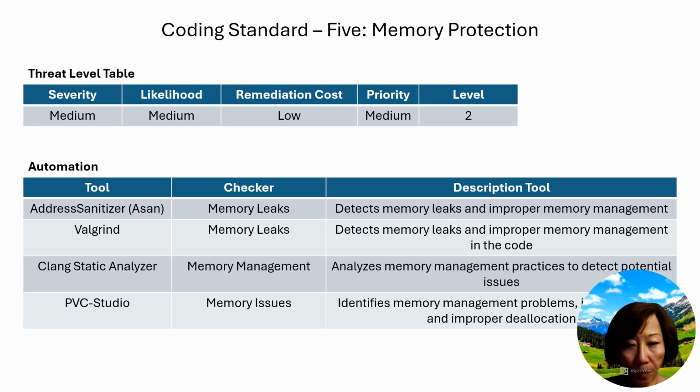Okay, so the severity here is medium, likelihood medium, remediation cost low, priority medium, and threat level 2. There are 4 tools that help with memory leaks. The first one is Address Sanitizer, ASAN. Valgrind is another one. Clang Static Analyzer also, and PVS-Studio. They all do memory leak checking, memory management, and help you to discover memory issues.